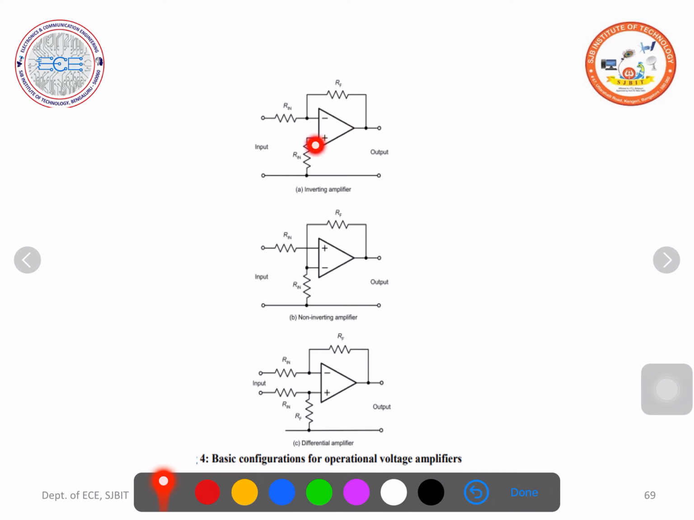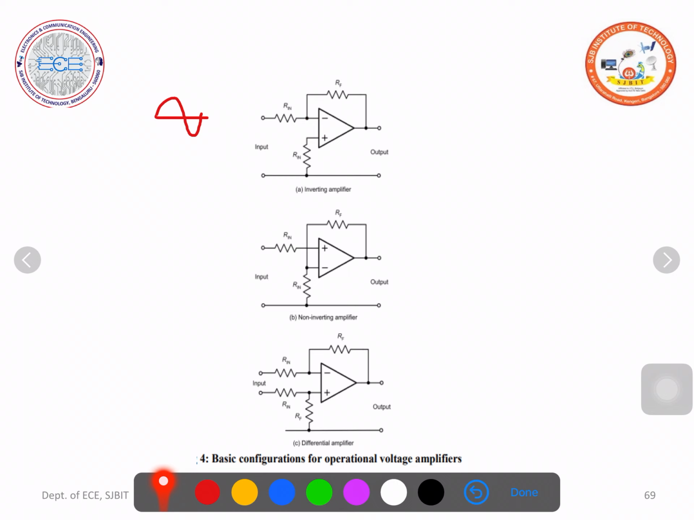Let us see the circuit. This is the symbol of the operational amplifier: inverting input terminal, non-inverting input terminal. To the inverting input terminal, we are applying the input with respect to the ground, with respect to the common terminal. Suppose this is the input voltage waveform, which is applied to the inverting input terminal through a resistance Rn. The non-inverting input terminal is grounded through a resistance Rn. Here there is a feedback. Some portion of the output is fed back as the input through a feedback resistance Rf.